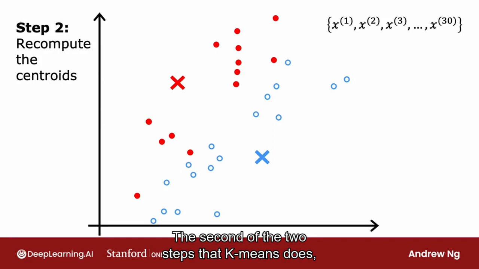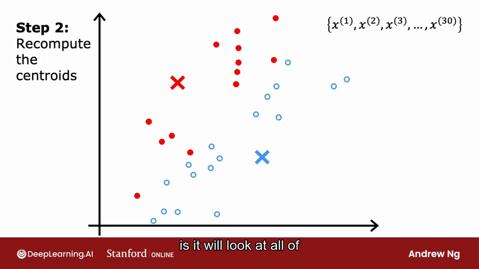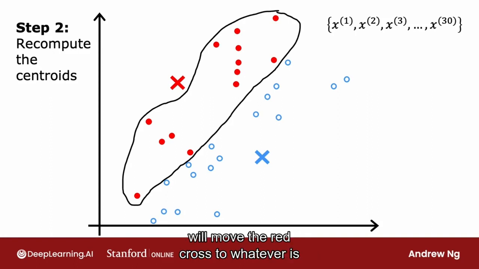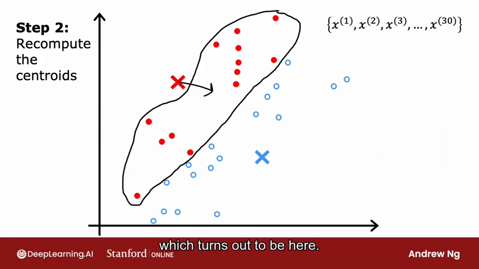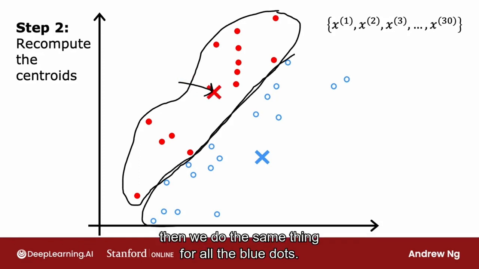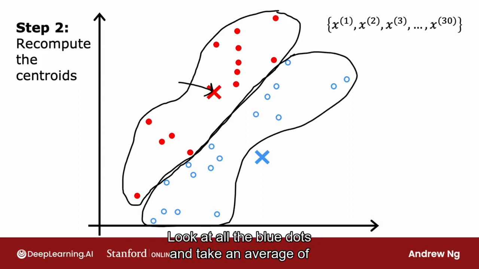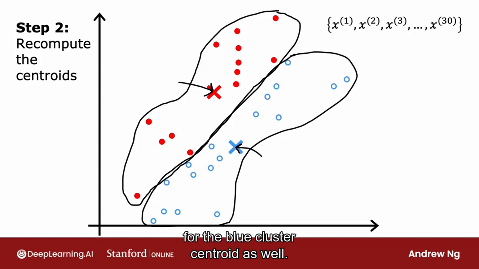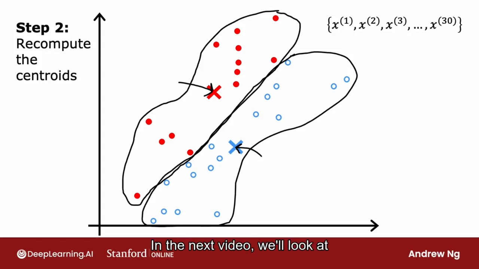The second of the two steps that K-means does is it will look at all of the red points and take an average of them, and it will move the red cross to whatever is the average location of the red dots, which turns out to be here. And so the red cross, that is the red cluster centroid, will move here. And then we do the same thing for all the blue dots. Look at all the blue dots and take an average of them and move the blue cross over there. So you now have a new location for the blue cluster centroid as well. In the next video, we'll look at the mathematical formulas for how to do both of these steps.